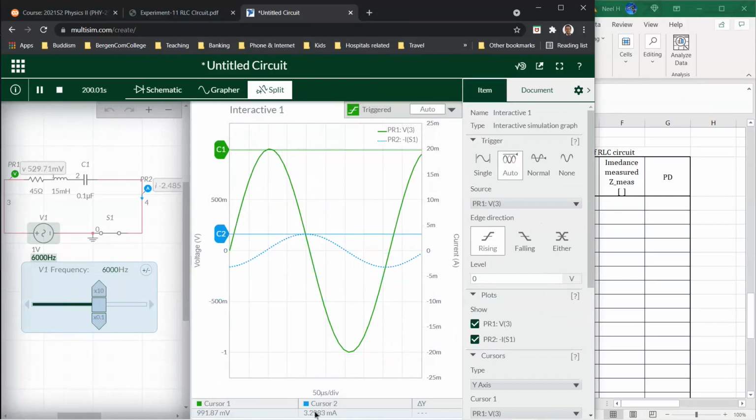In 4000 frequency range, 20 milliamps; 6000 frequency range, 3 milliamps of current, voltage remaining the same, which means somewhere in between I have the maximum current, where the frequency is actually going into the resonance point where the current becomes maximum through the circuit, right?